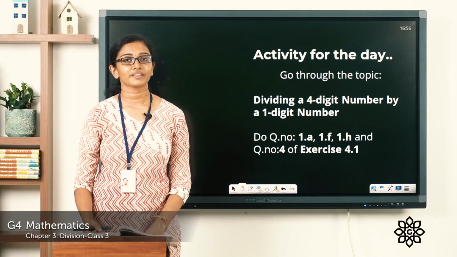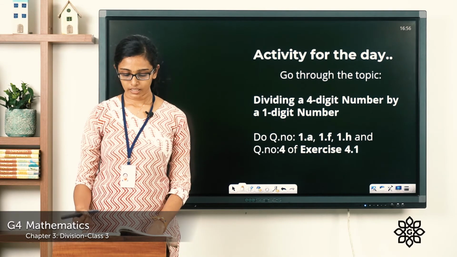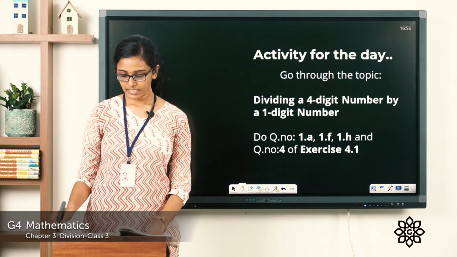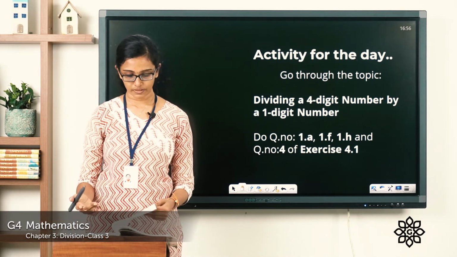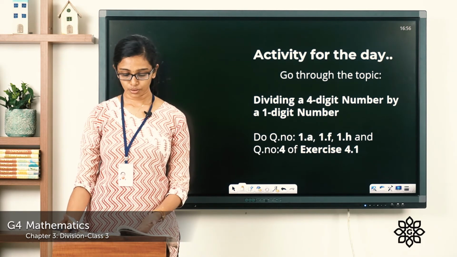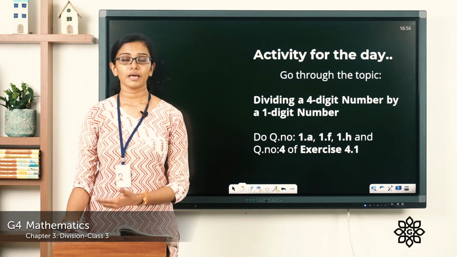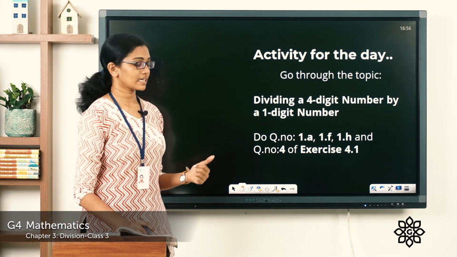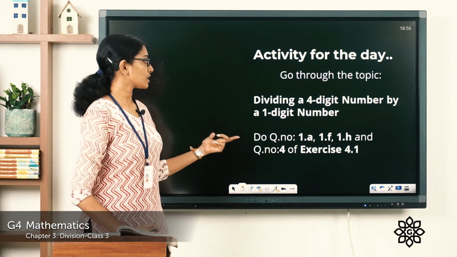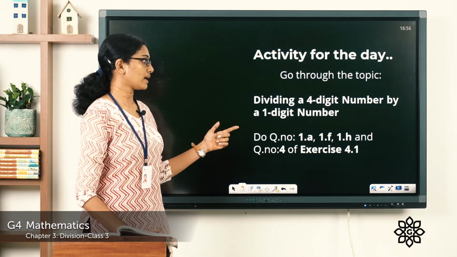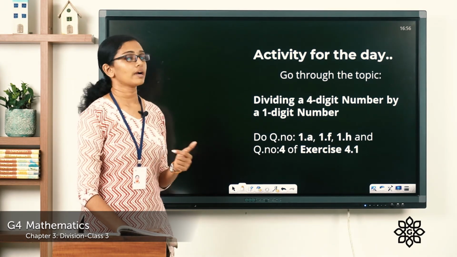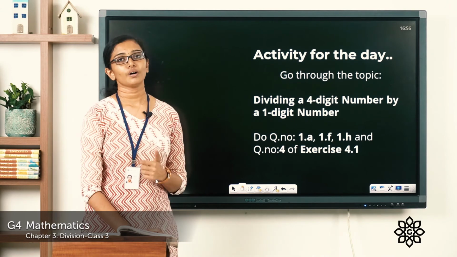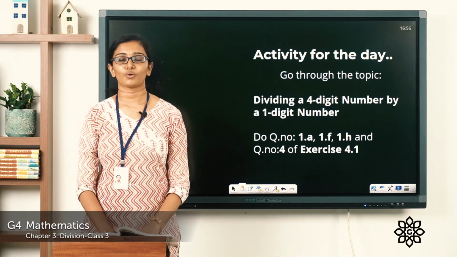I hope you are clear with the topic that we covered today. We can go through it once again in page number 53 and 54 of your textbook. You have to go through dividing a 4-digit number by a 1-digit number. Once you are done with that, please move on to exercise 4.1 and you have to complete question number 1A, 1F, 1H and question number 4 of exercise 4.1.